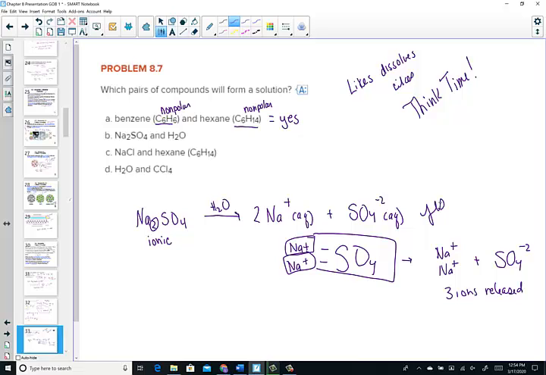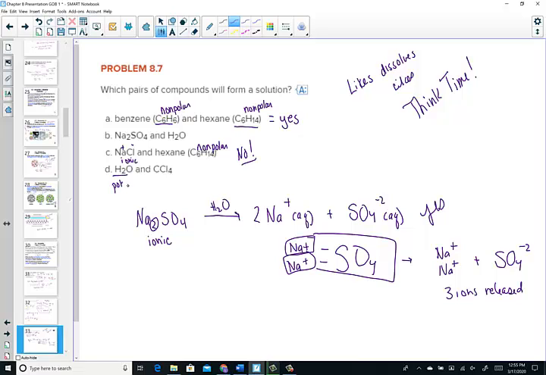How about letter C? Here we have sodium chloride in hexane. Well, think about this. Sodium chloride is an ionic compound built of charges. Hexane is a non-polar, boring molecule. Non-polar and an ionic salt, those are not alike, so no solution will form.